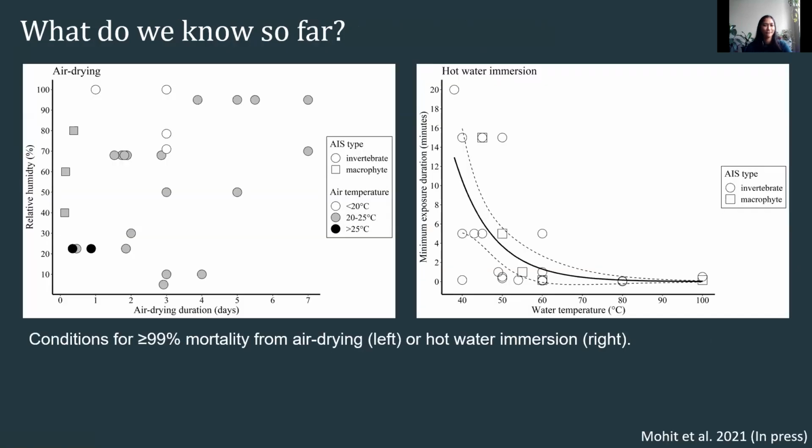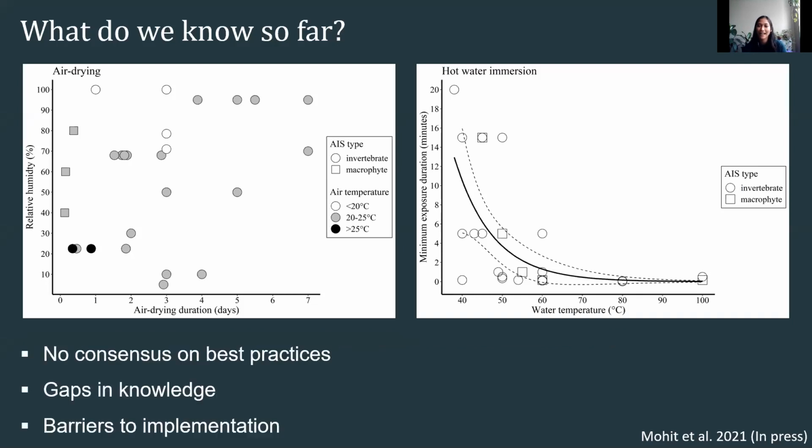Air drying and immersion in hot water were by far the most commonly studied methods. In general, higher mortality rates resulted from longer air drying durations, or from higher water temperature and longer hot water immersion times. So, as you can see from these figures that show the conditions required for complete mortality from these methods, there was considerable variation in the methodology of the studies, treatment conditions, as well as the species assessed. And so we could not find a clear consensus on best practices.